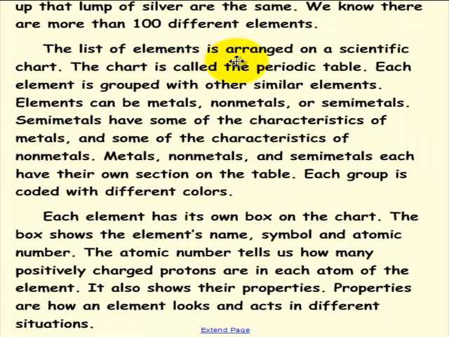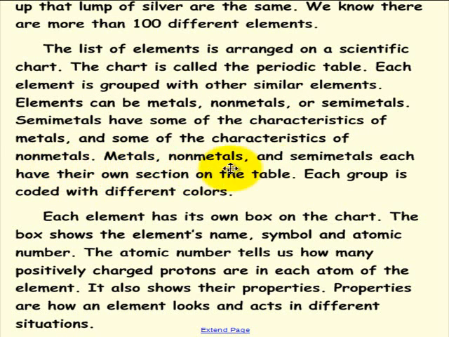The list of elements is arranged on a scientific chart. The chart is called the periodic table. Each element is grouped with other similar elements. Elements can be metals, nonmetals, or semimetals. Semimetals have some of the characteristics of metals and some of the characteristics of nonmetals.